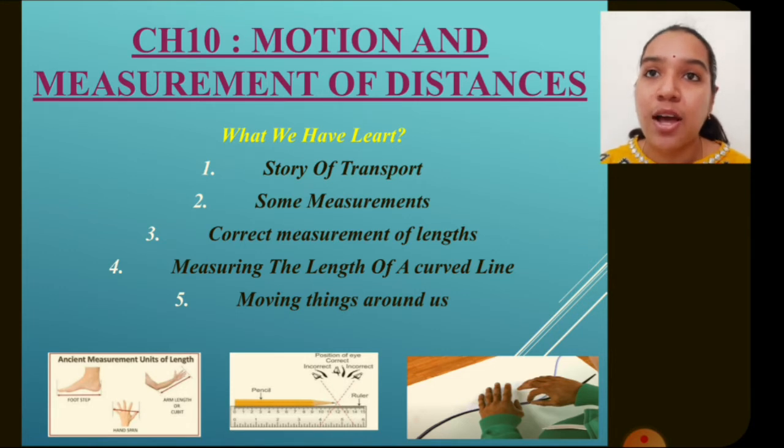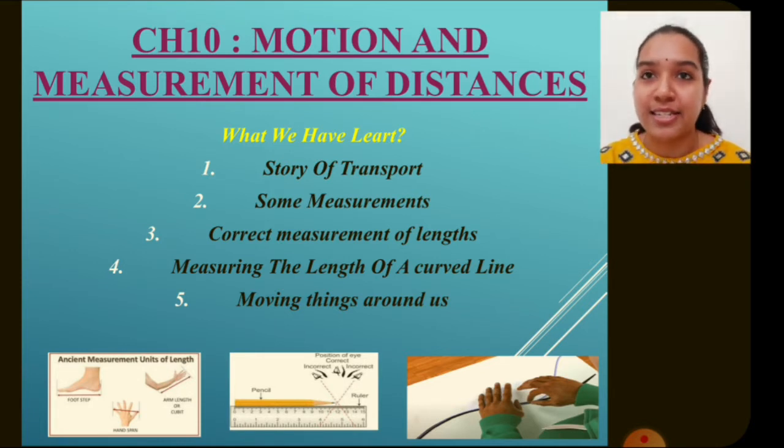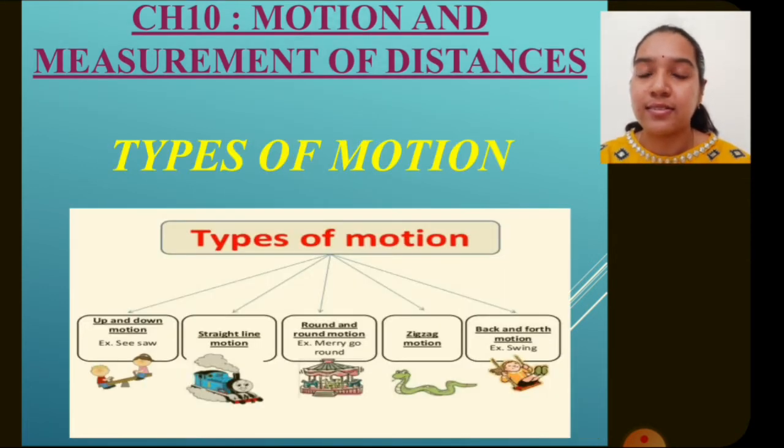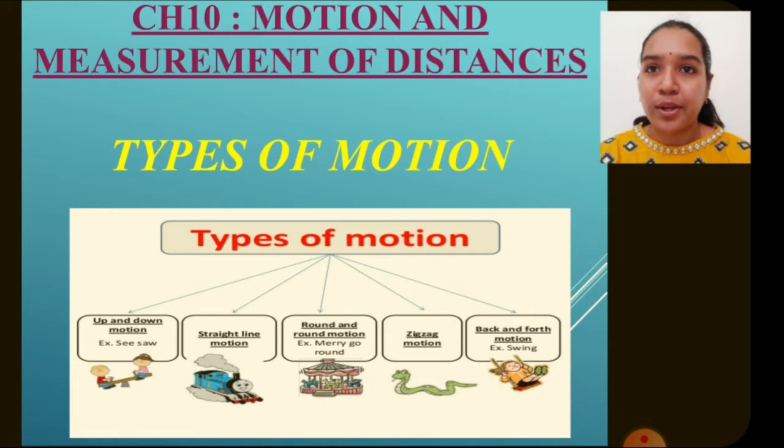In this chapter, we learnt about the story of transport, some ancient to modern standard units of measurement, some rules and guidelines for correct measurement of lengths, measuring the length of a curved line by using a thread, some moving things around us. Along with understanding these concepts, we have learned these concepts by performing numerous activities. In today's class, we are going to learn different types of motion.